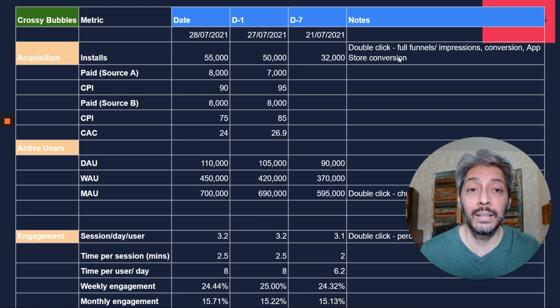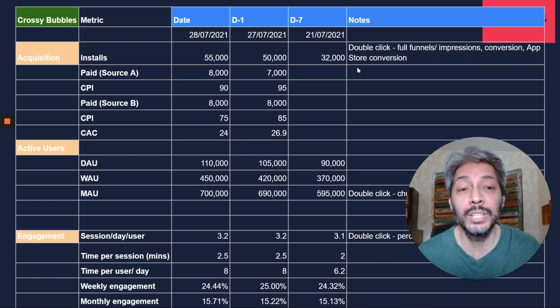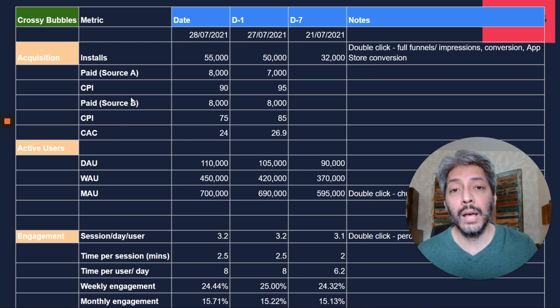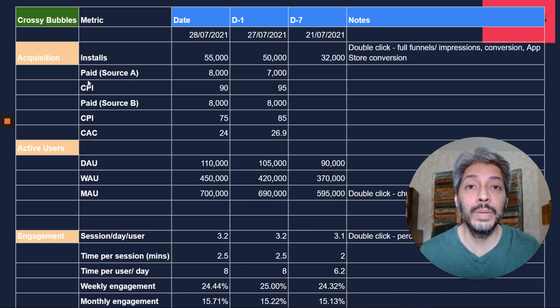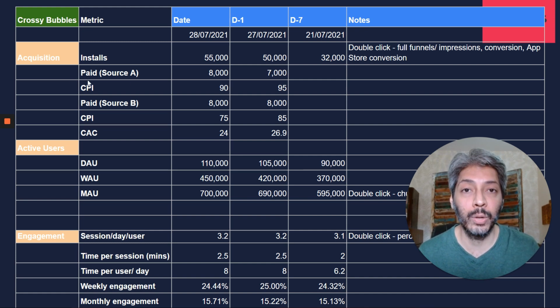So you could double click and get full funnel analysis: how many impressions, what conversion, what was the App Store conversion, etc. But all these are double click metrics, which means deeper tests are to be done. Now, the big thing that has changed over the last 2 days is that we have started paid installs, which means we are paying for acquisition.